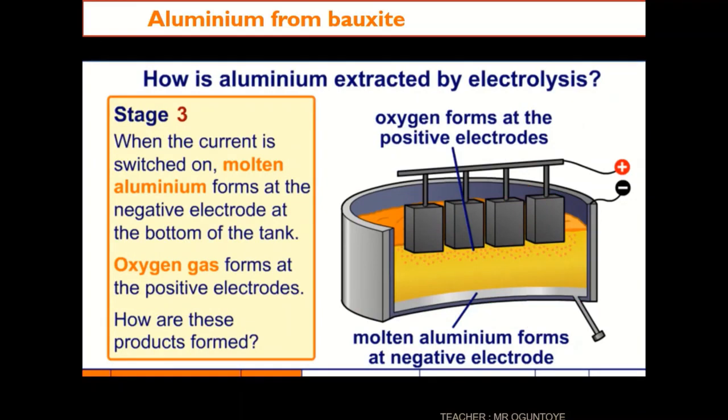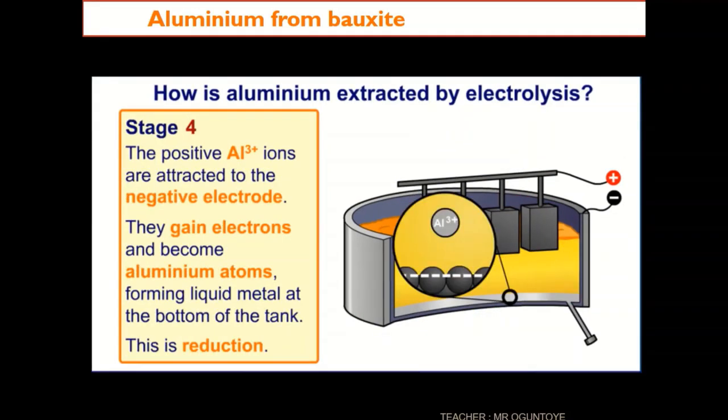Let's look at the next step here. The positive ions are attracted to the negative electrode, and I already showed you where the negative electrode is. The negative electrode is just at the bottom of the tank here, so the aluminium can settle there, it migrates there.